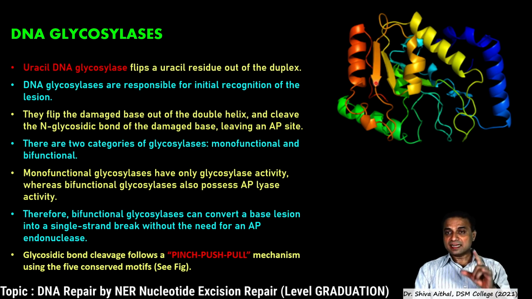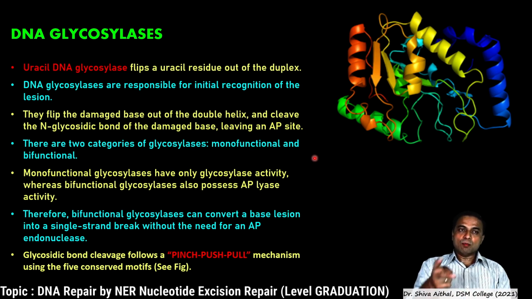So there are 2 categories of this enzyme. One is monofunctional, the other is bifunctional. Now bifunctionals are very effective. How? Monofunctionals have only glycosylase activity, whereas bifunctionals possess the AP, apurinic or apyrimidinic site, lyase activity also. In the monofunctional type, it only recognizes and the N-glycosidic bond is cut. The remaining part has to be done by the AP endonuclease enzyme, that is the apurinic or apyrimidinic site endonuclease enzyme.